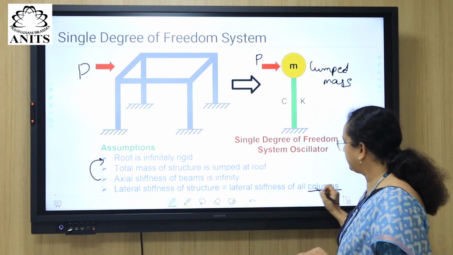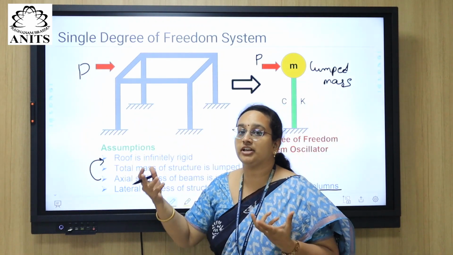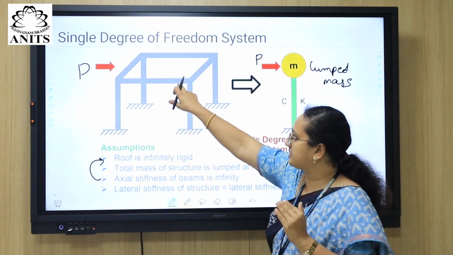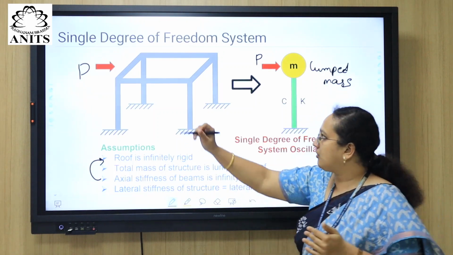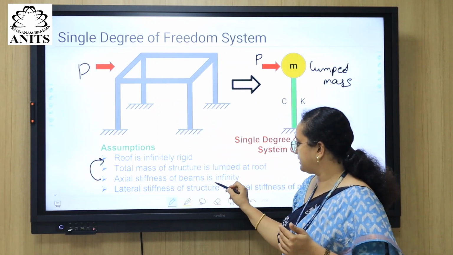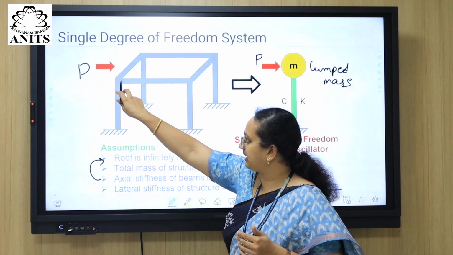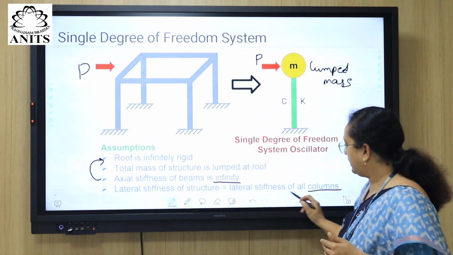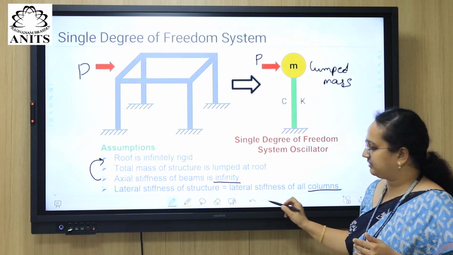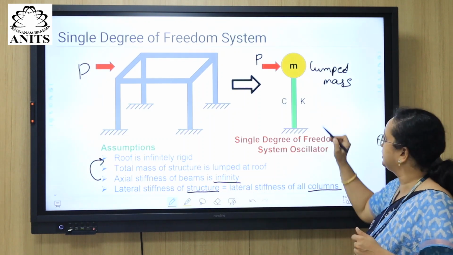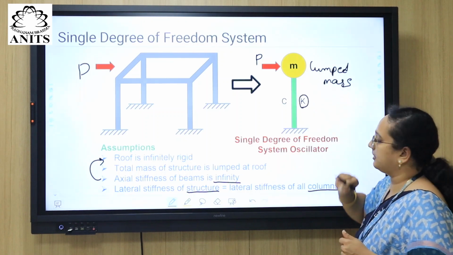So the lateral stiffness of all the columns. Lateral. Why are we talking about lateral? Because column is subjected to lateral forces. Beam is subjected to axial forces. Now axial stiffness, we are saying that it is infinite, right? But lateral forces that are being applied on the column are the responsibility of column itself. That means structure's lateral stiffness is equal to column's lateral stiffness. So this is the parameter K.